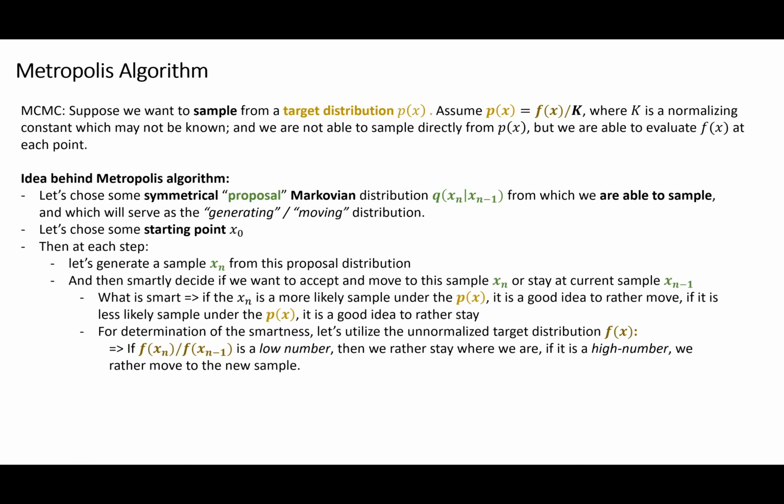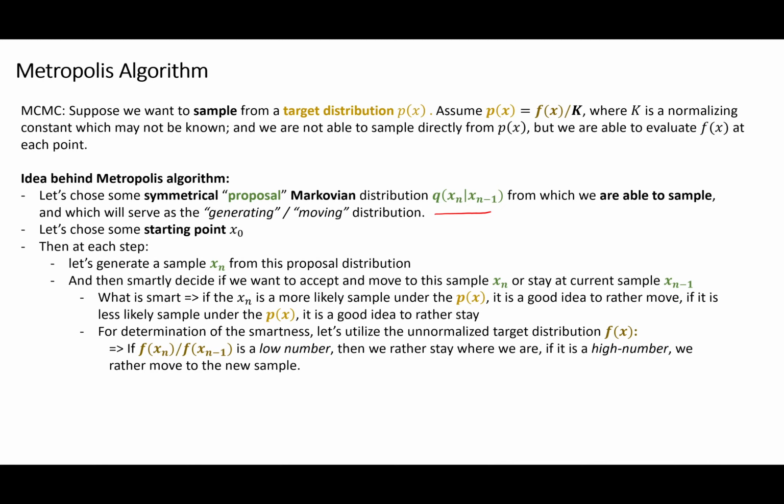One way, probably the most glorified algorithm in this MCMC space, is the Metropolis algorithm. So how does it work? Basically, the Metropolis algorithm employs a symmetrical proposal Markovian distribution. Here we denote it by Q(x_n given x_{n-1}), from which we are able to sample. So this is the generating or moving distribution, as it's also sometimes called.